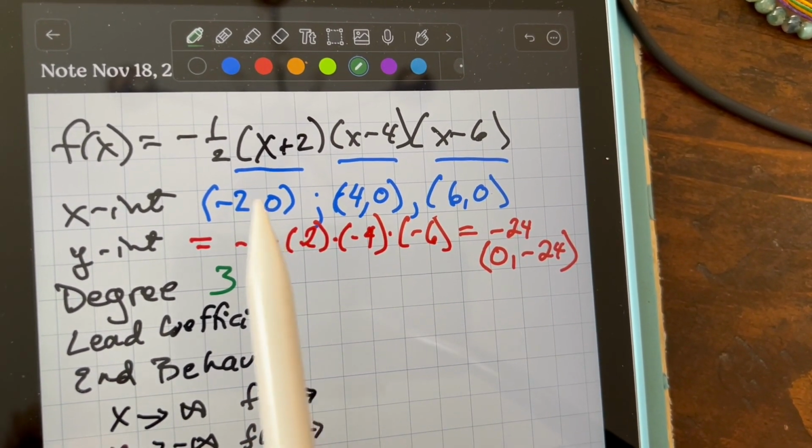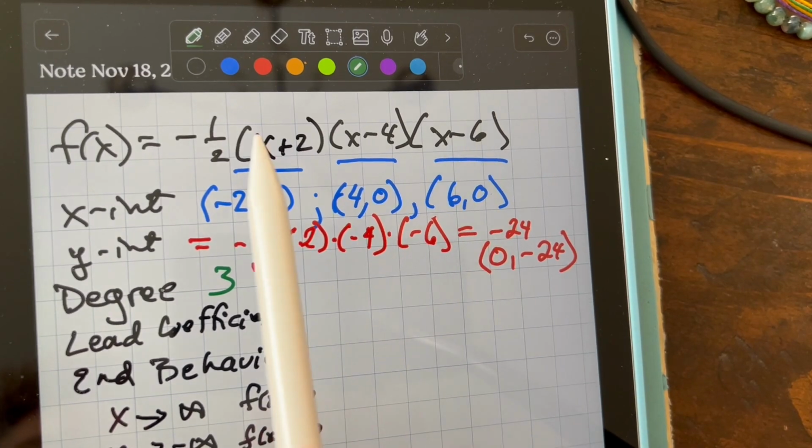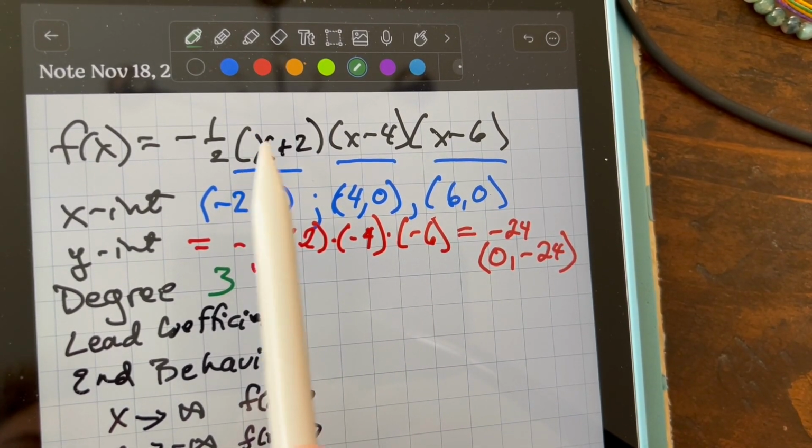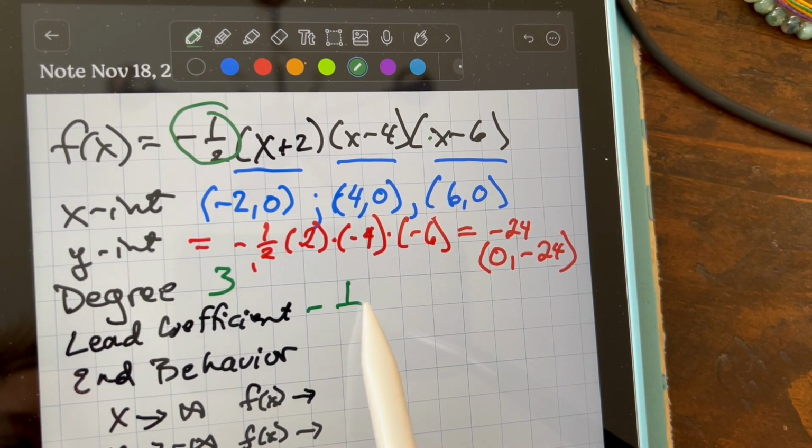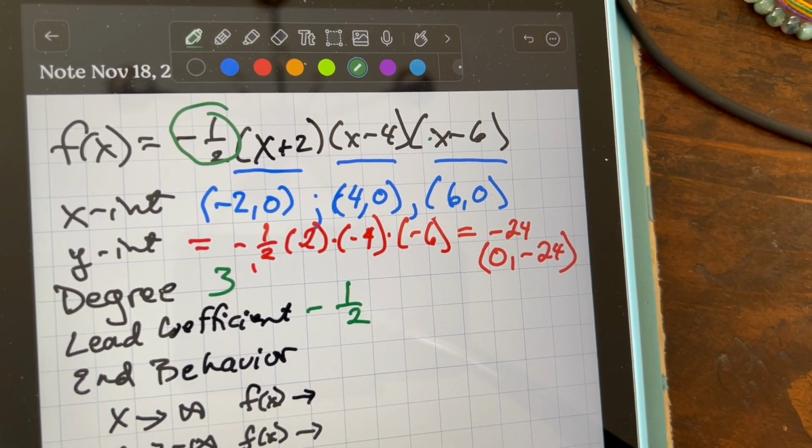The lead coefficient, when you multiply everything, these are all 1s. This is a 1, 1, 1. So the lead coefficient is just what's up here. Okay?